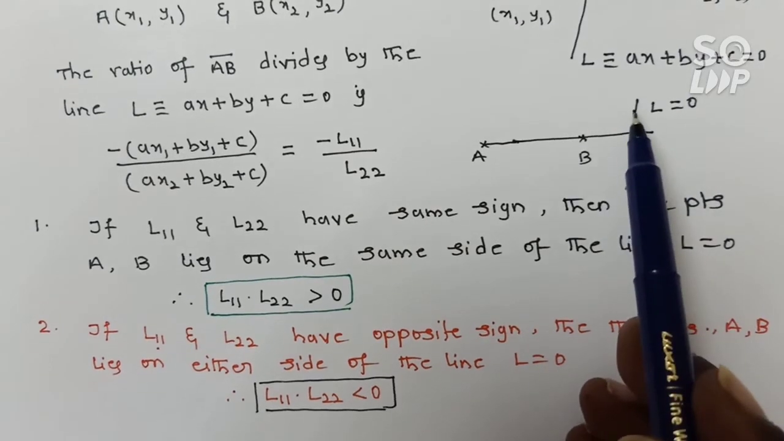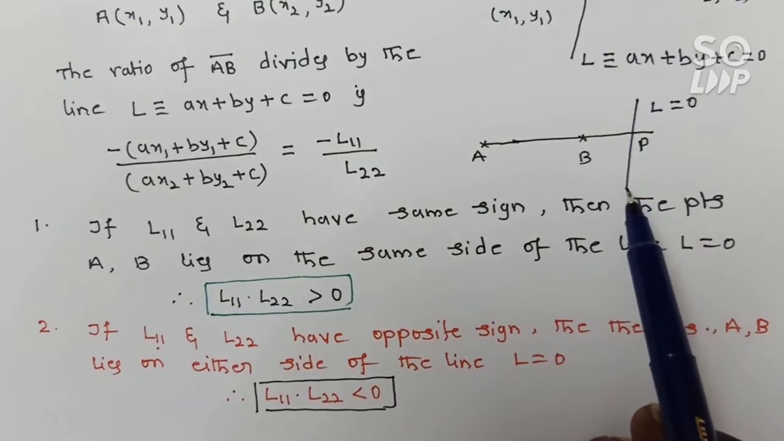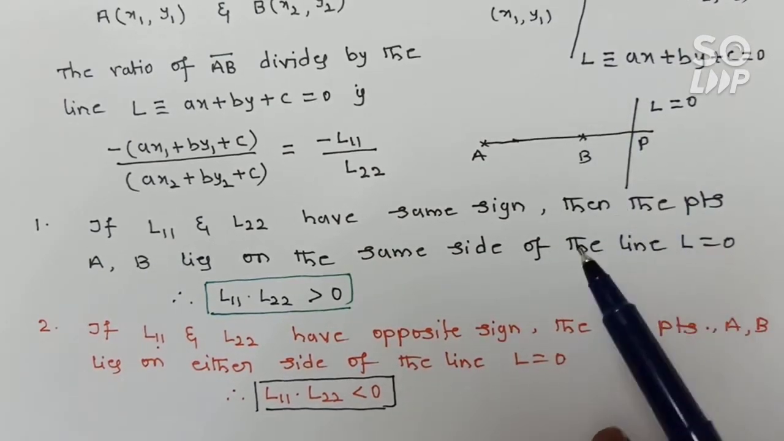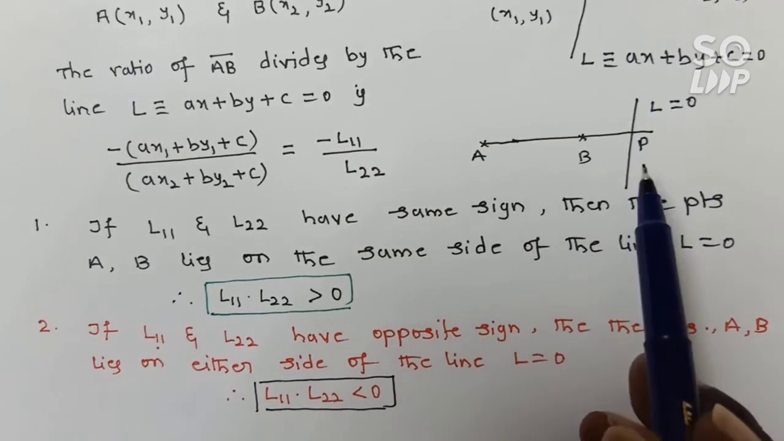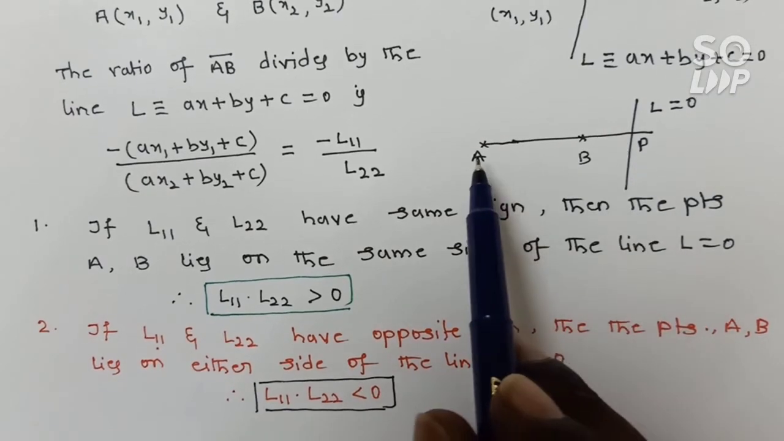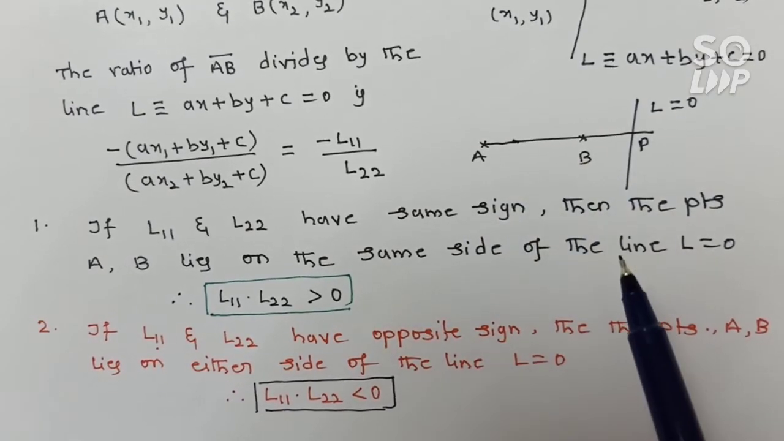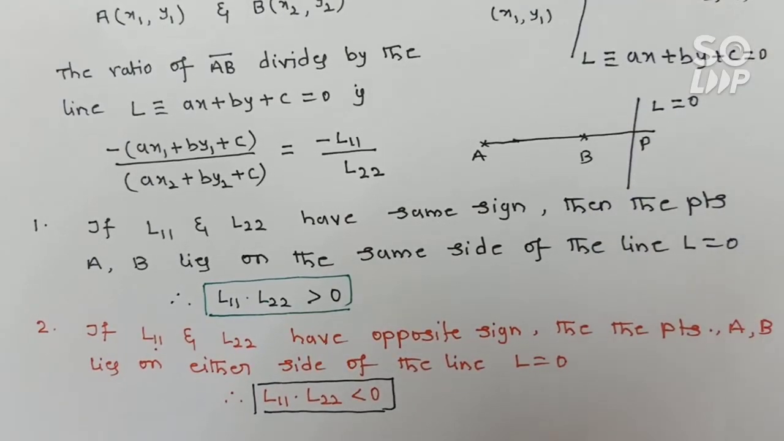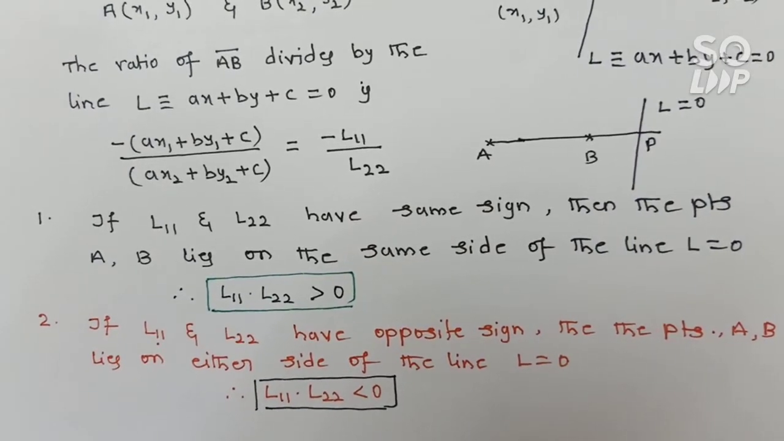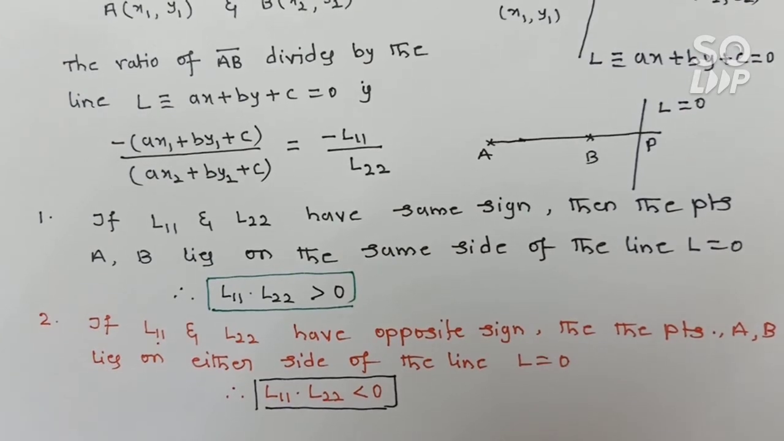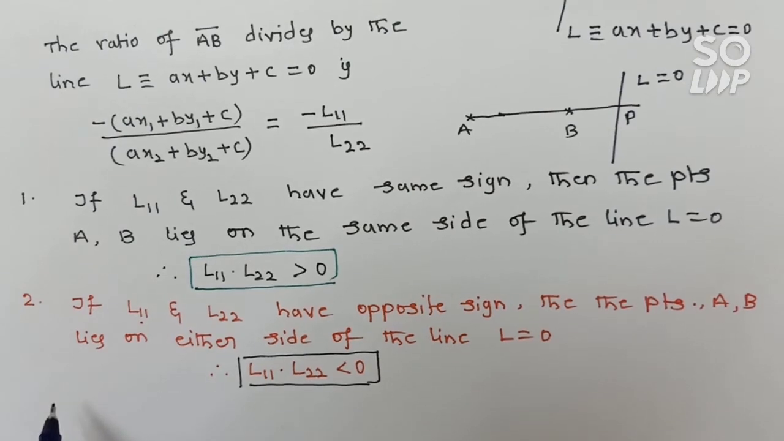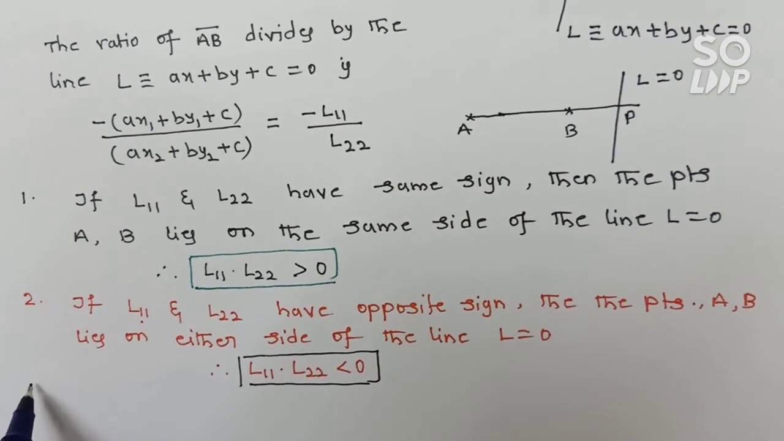Suppose here L is nothing but either the x-axis or the y-axis, then in what ratio is the line segment AB divided by the x-axis, and in what ratio is the line segment divided by the y-axis. So here we will write; we already discussed these 2 points in the first video, in coordinate geometry.